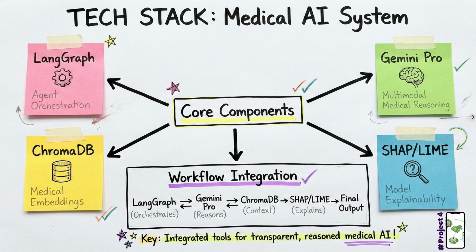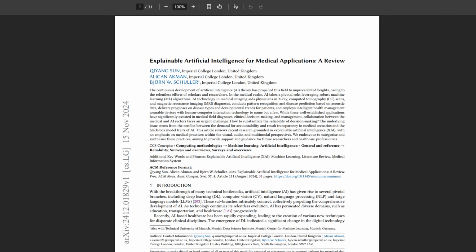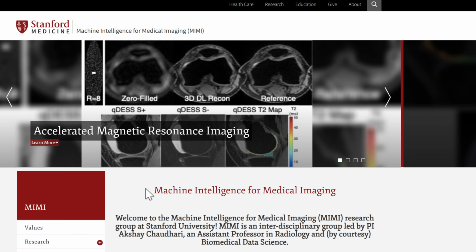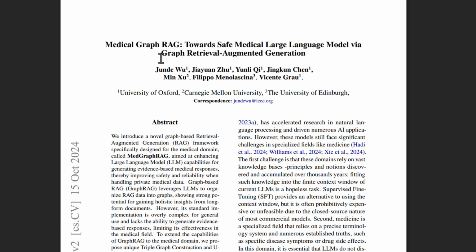For the tech stack, as you can see, a lot of familiar ones. Exactly as before, you can use LangGraph or PydanticAI, Chroma for the database. Gemini Pro is a very good multimodal medical system. And of course, for explainability, we can go for SHAP values, which is a very simple library to use. In a later project, we can use SHAP again. By the way, there are so many papers you can get inspiration from and also learn the techniques: Explainable AI, the Stanford Medical Imaging, and also GraphRAG. Talking about GraphRAG, we are going to build GraphRAG in the next project.